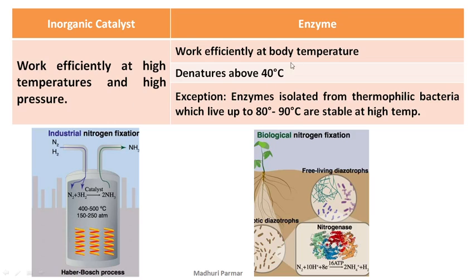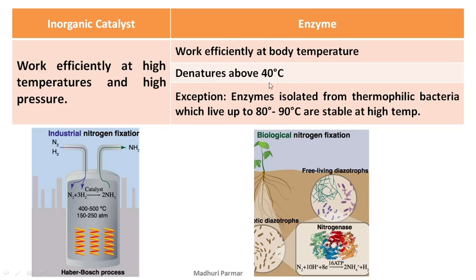Enzymes, on the other hand, work efficiently at body temperature. They are very happy at 37 degrees Celsius. If you take it below 37 degrees, their function will be affected. If you take it above 37 degrees, their function will be affected. They denature above 40 degrees Celsius. So if you take them above 40 degrees, they lose their shape, they lose their function, and that is called denaturation. We shall see this later on.